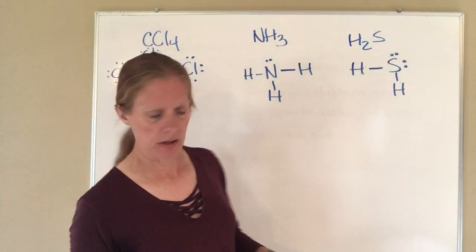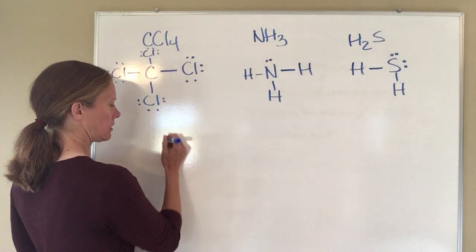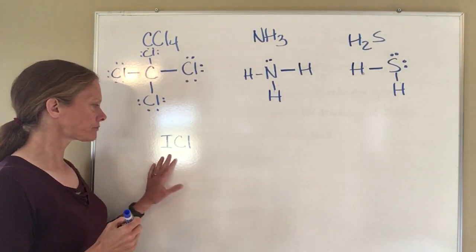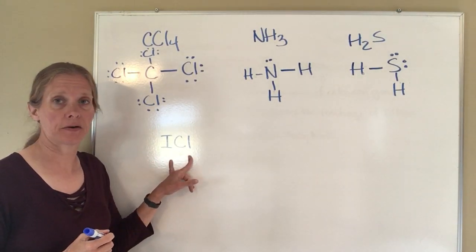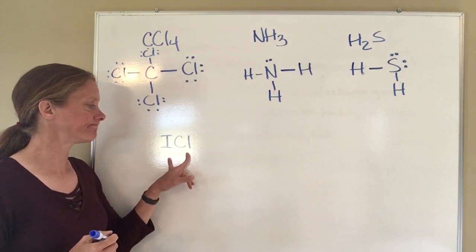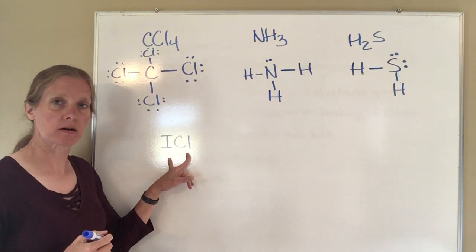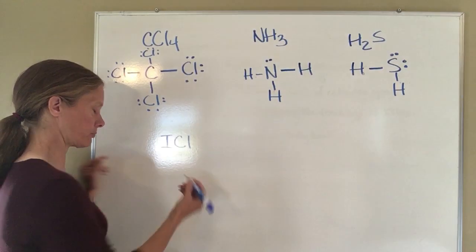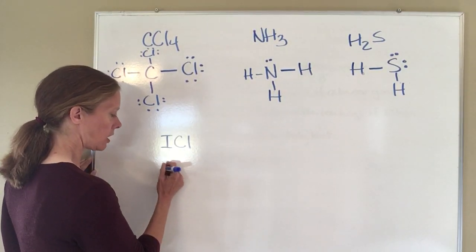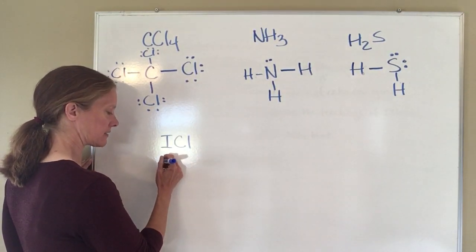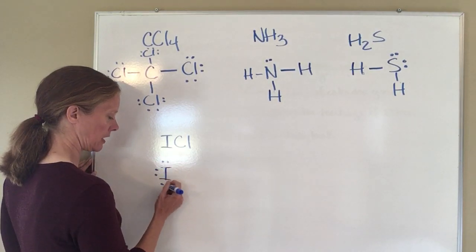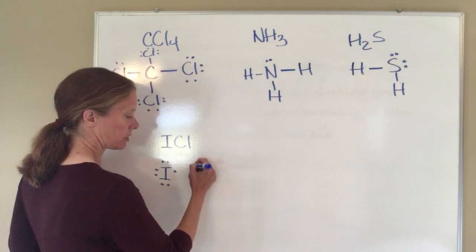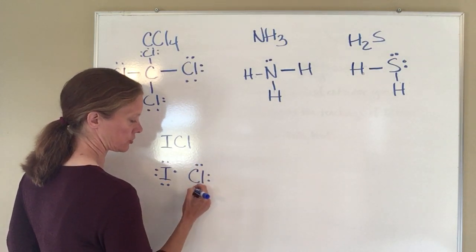Okay, let's look at a compound called ICl. Here I only have 2 atoms, so there's not going to be one in the middle, so to speak, because they're just going to have to attach to each other. So iodine is in that 7A column on the periodic table, and it has 7 electrons. Chlorine also has 7 electrons around it.